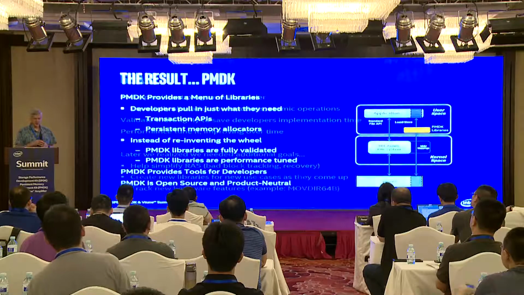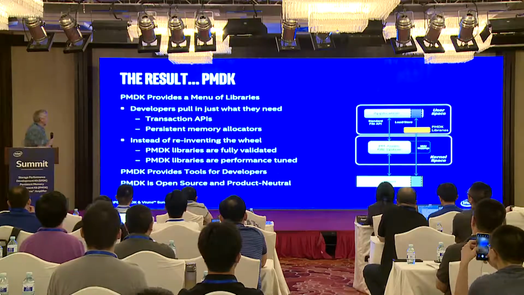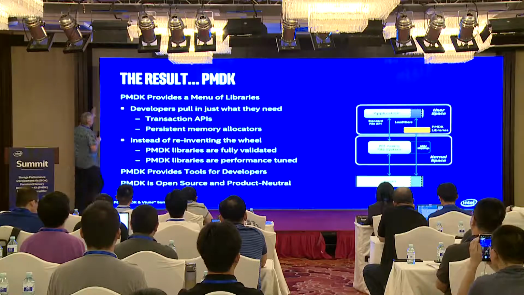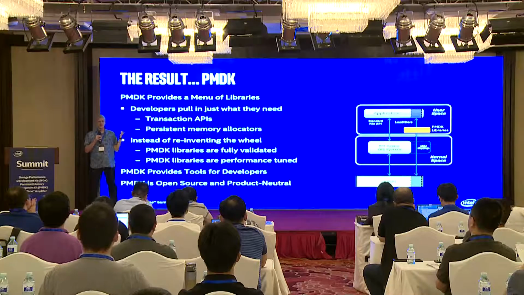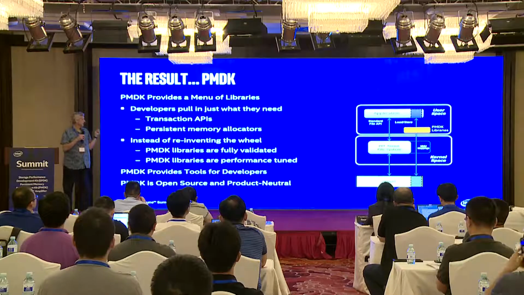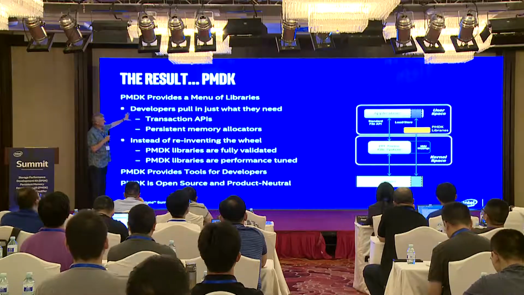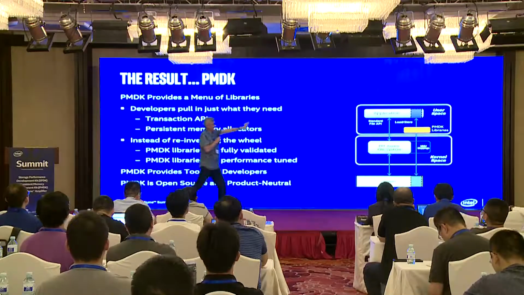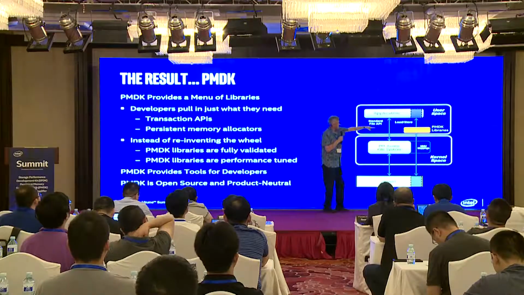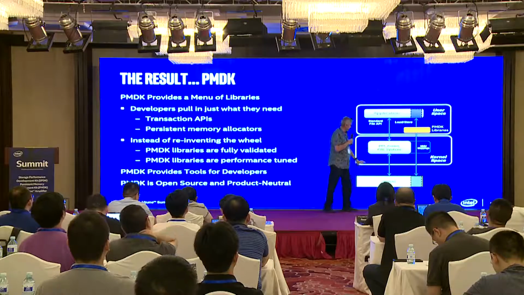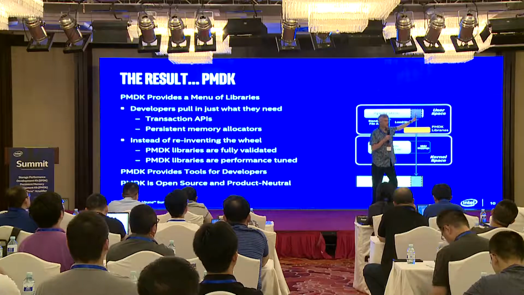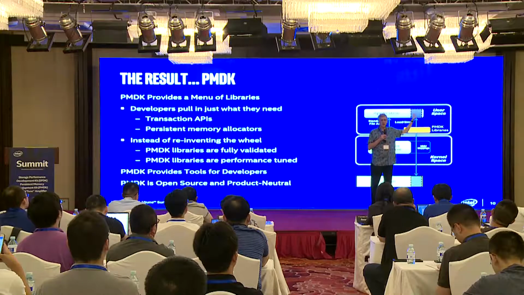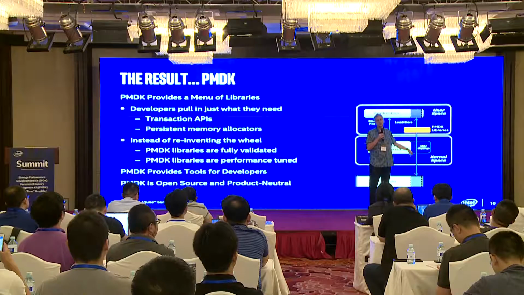Okay, so the result of all this, leading up to it, was the PMDK set of libraries. It's a menu of libraries. PMDK is not one library. It's more like 11 or 12 libraries now. And you just pull in what you need. So in that programming model that I talked about before, here's the picture of where PMDK lives. In the programming model, you can map persistent memory directly into your application, and you're free to just access it directly all you want. Or you're free to use the PMDK libraries to help you do that.